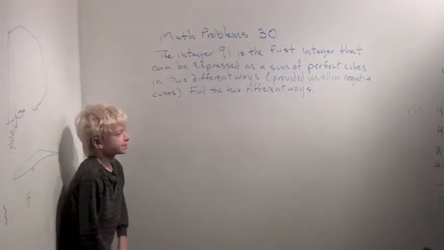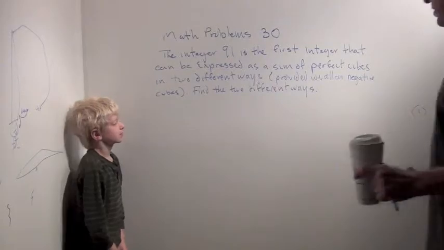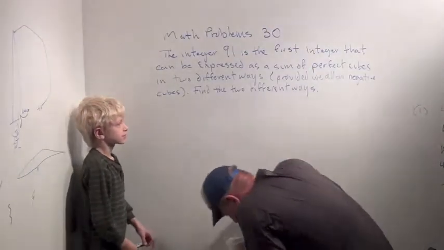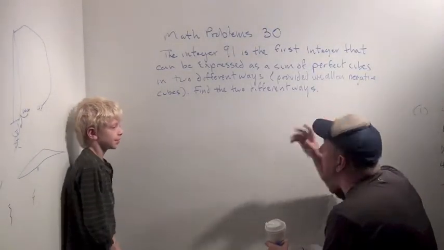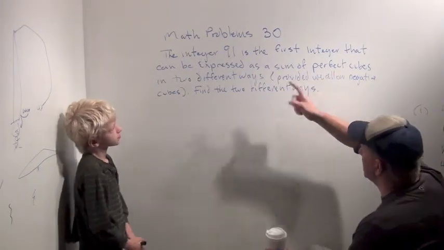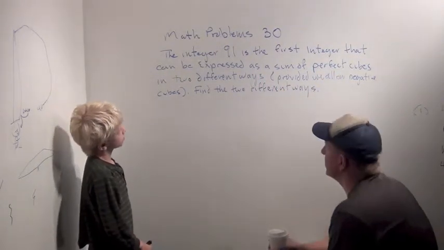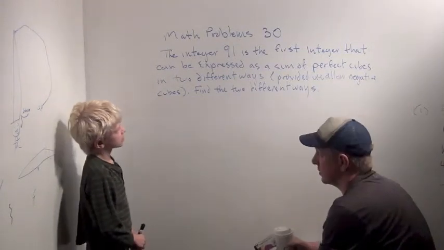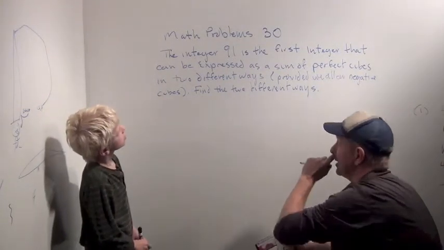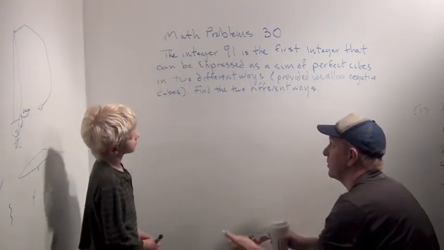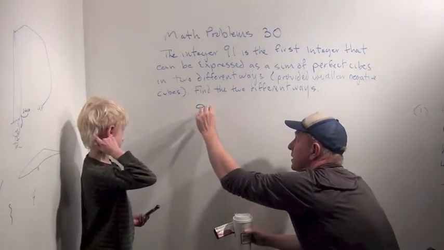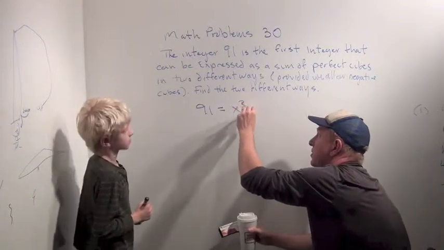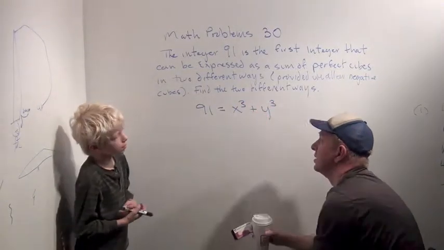Math Problems number 30. This is a problem from Art of Problem Solving's pre-algebra book, from the review section of Chapter 2. The integer 91 is the first integer that can be expressed as the sum of perfect cubes in two different ways, provided we allow negative cubes. Find the two different ways. Oh, so we're trying to write 91 equals x cubed plus y cubed.